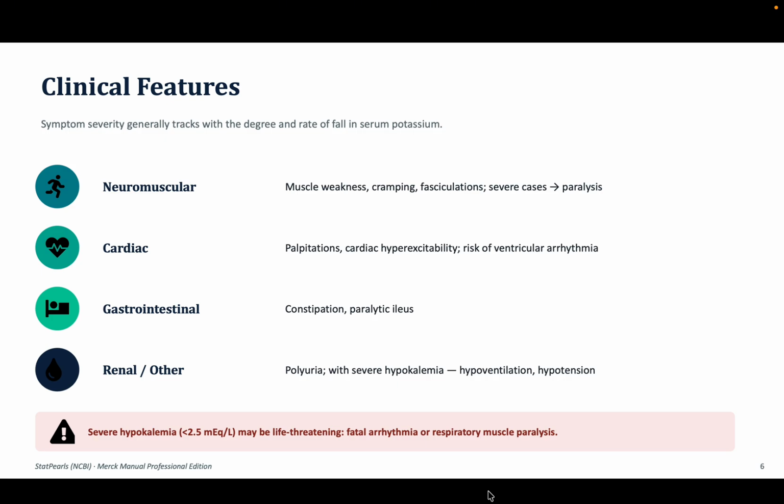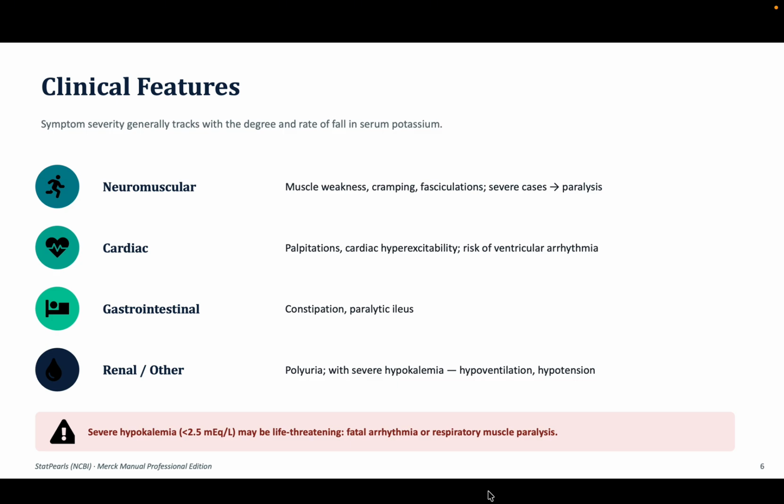Let's talk about clinical features of hypokalemia. Symptoms of hypokalemia may or may not be present, and in the early phase, hypokalemia might be asymptomatic, but with increase in severity and gradual fall of serum potassium level, symptoms may start to appear.